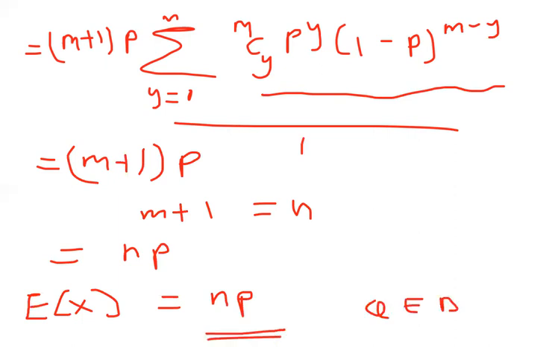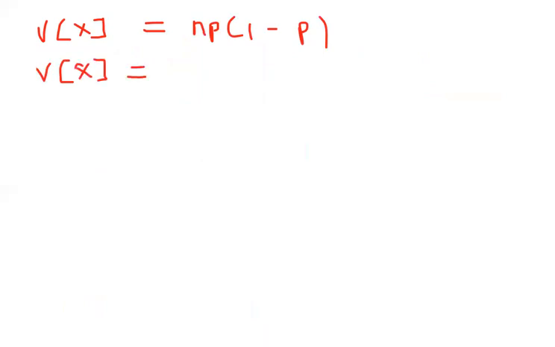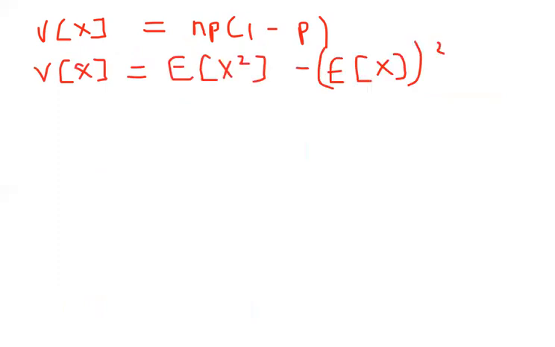So now we are going to look for the variance of the binomial distribution. The variance of the binomial distribution is np into bracket 1 minus p, right? And you remember we said the variance is the expectation of X squared minus the expectation of X, all squared. This is the formula, right? So we've done the expectation of X already, but we don't know this one.